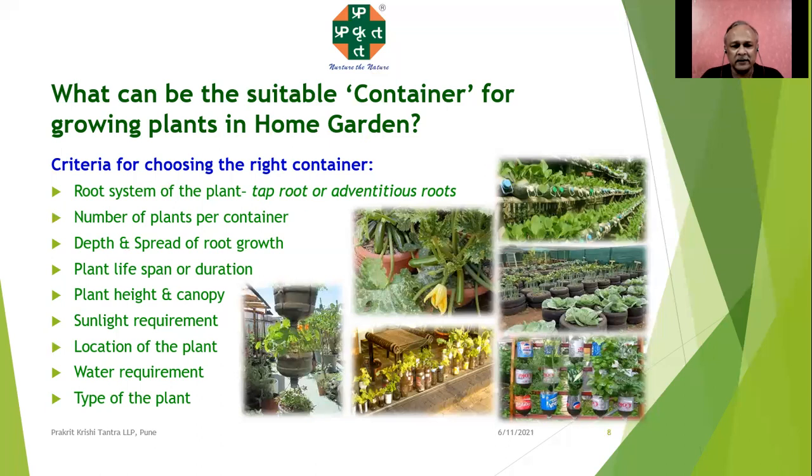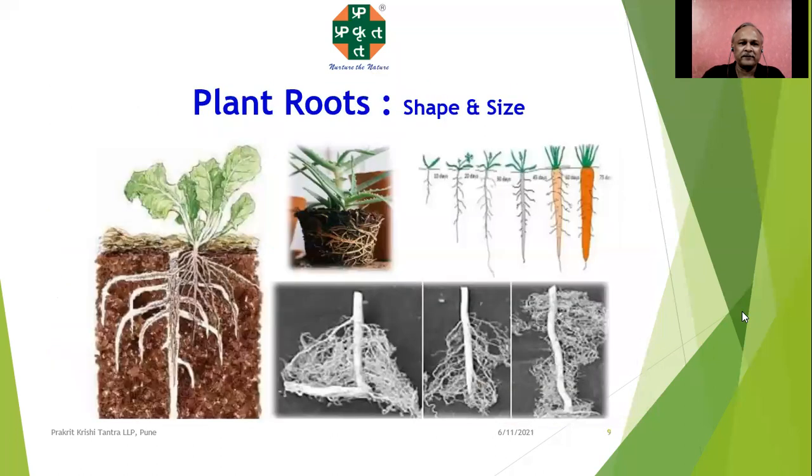If plants want more water, and if you don't have sufficient water, then there will be difficulty. Similarly, the type of the plant, all these factors considering together will determine the type of the plant, and it should correspond with the container, type of the container, size of the container, etc.